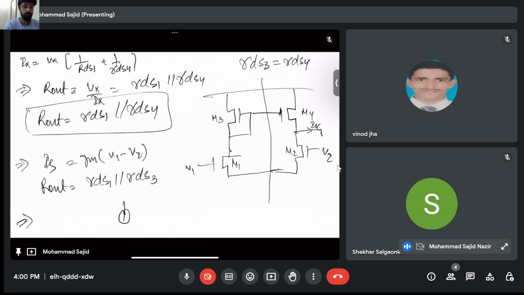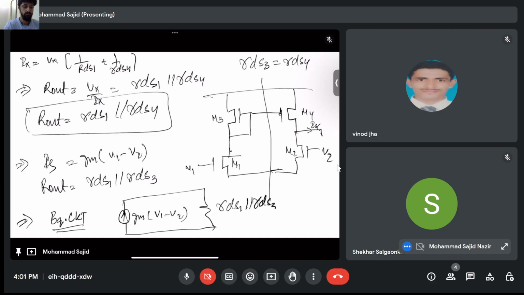So the equivalent circuit is simply GM times V1 minus V2, and this will be RDS1 parallel RDS2, RDS3. All right. So this was about it. Let me check if there is anything else.